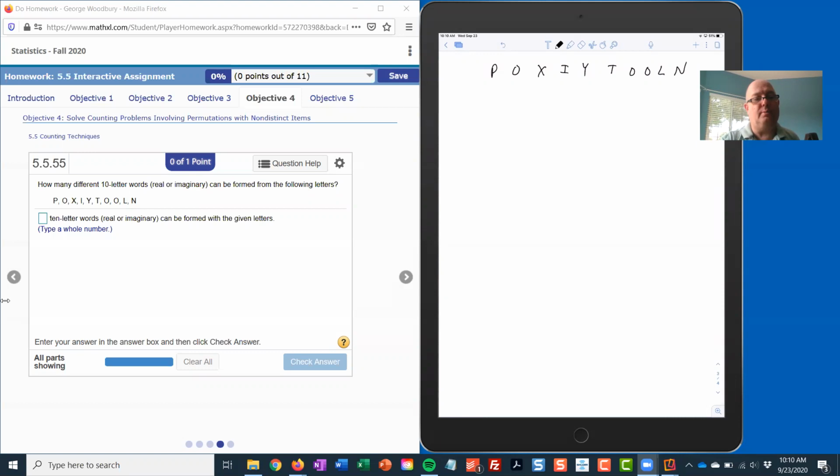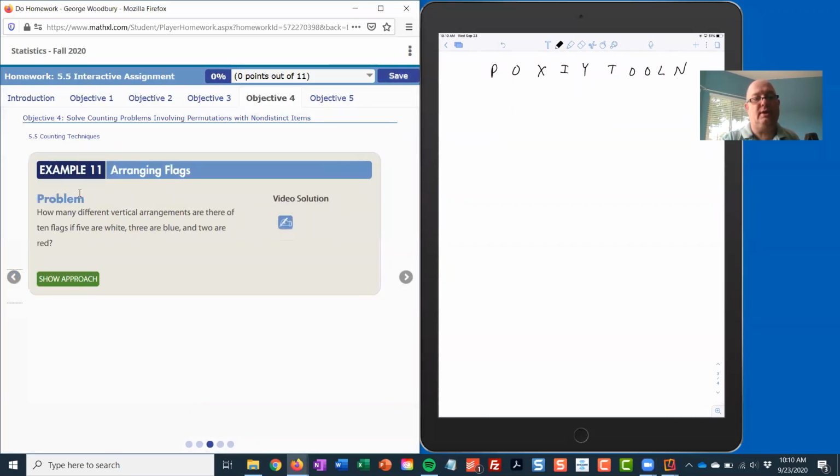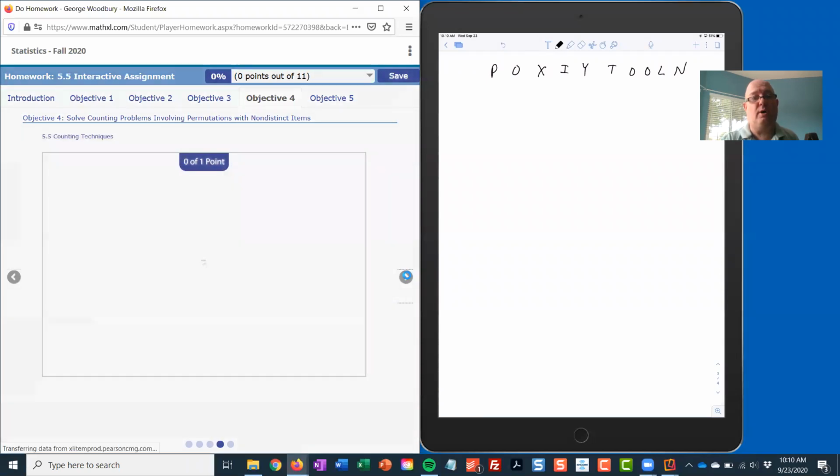And before you try this problem, it's really important that you watch the video on the previous screen, example 11, arranging flags. Watch that by hand solution because it should help you out a bunch. I'm going to work through this problem as well.